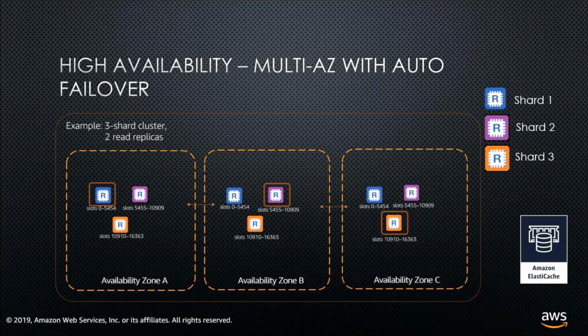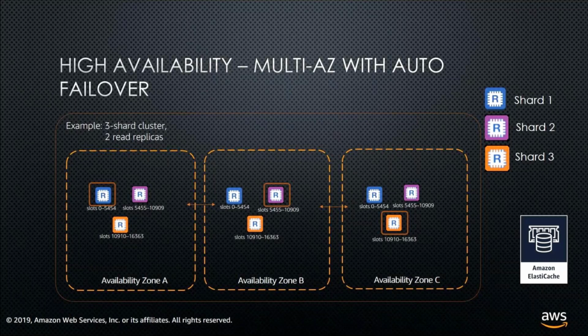Cluster mode enabled requires multi-AZ with automatic failover by default and it cannot be disabled. You can enable multi-AZ with automatic failover using the ElastiCache console when you create a new Redis cluster or by modifying an existing Redis cluster with replication.